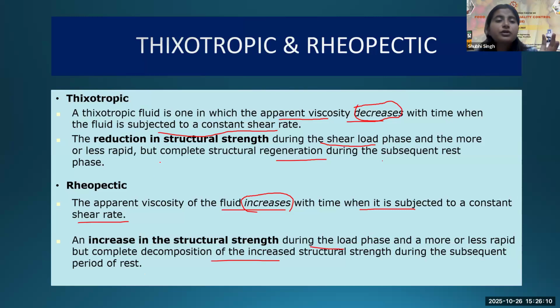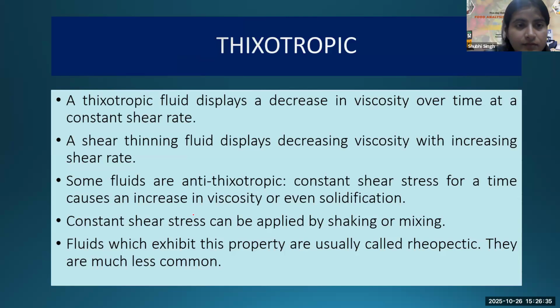In thixotropic fluids, what was happening? There was a structural realignment. But in rheopectic fluids, there is an increase in structural strength during the load phase, and then complete decomposition of that increased structural strength during the subsequent period of rest. It will take more time to get realigned as compared to thixotropic. So a thixotropic fluid displays a decrease in viscosity over time at constant shear rate, while a shear thinning fluid displays decreasing viscosity with increasing shear rate.